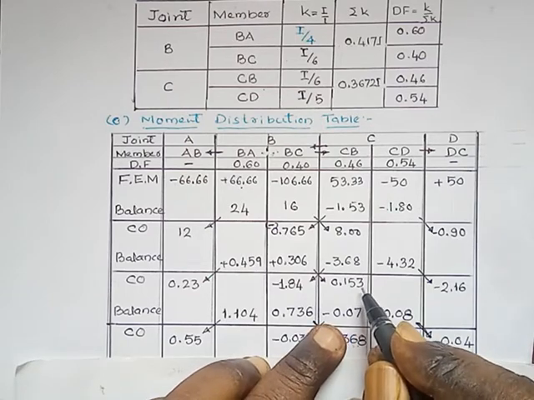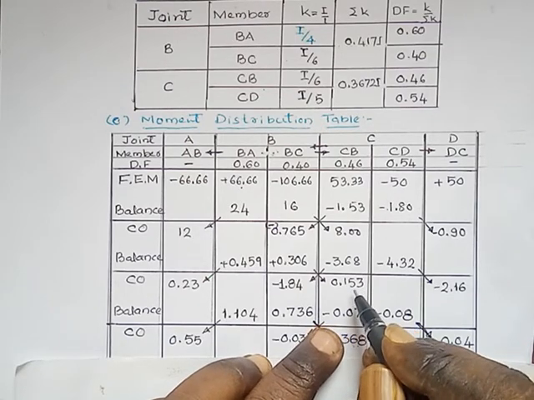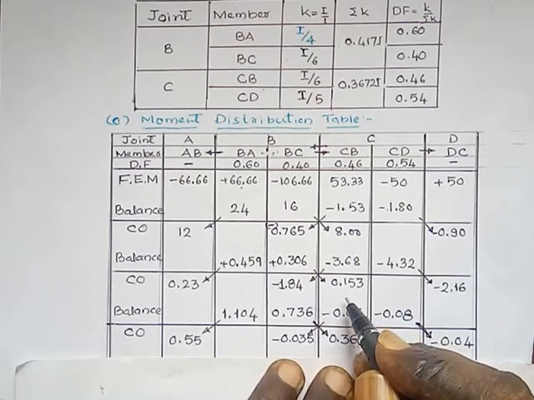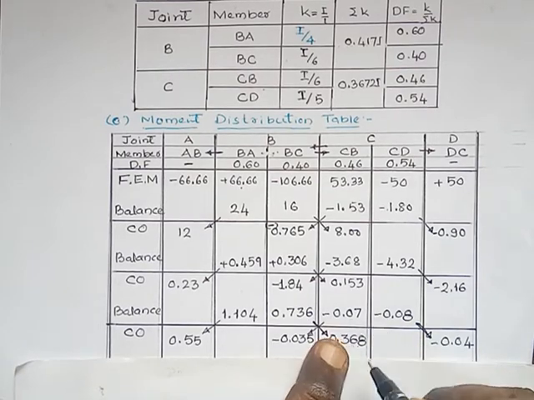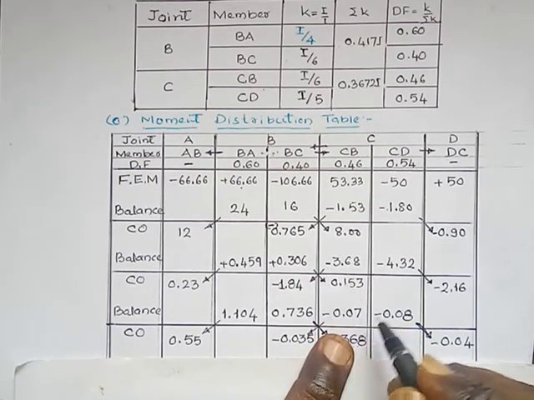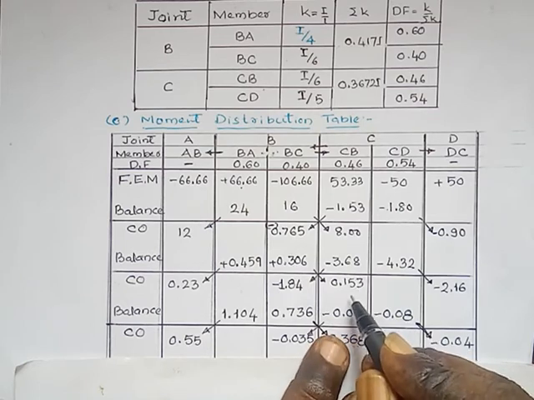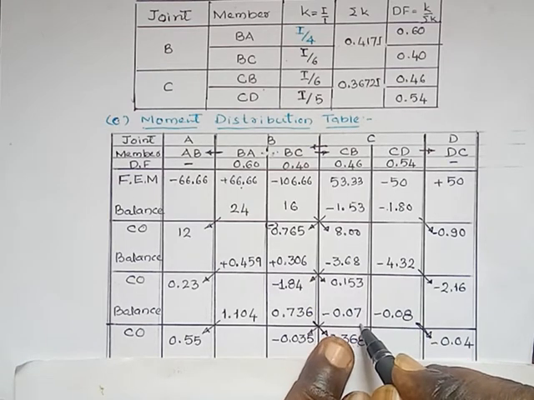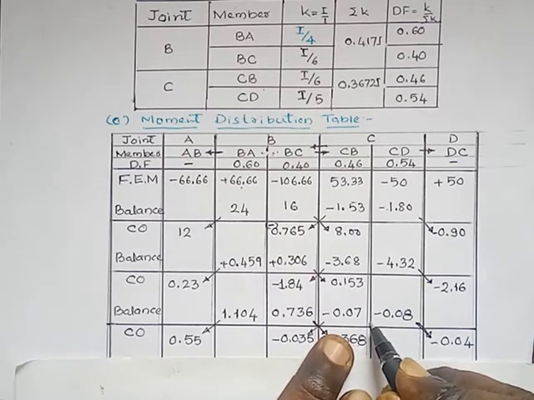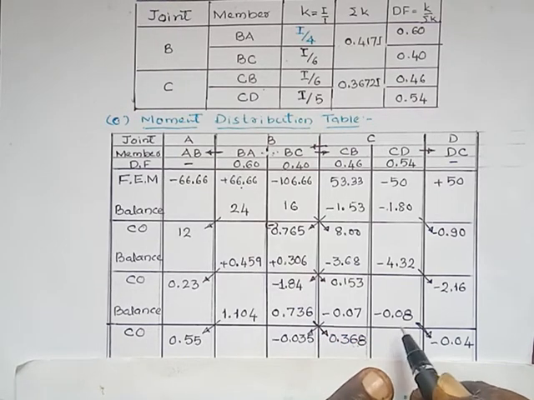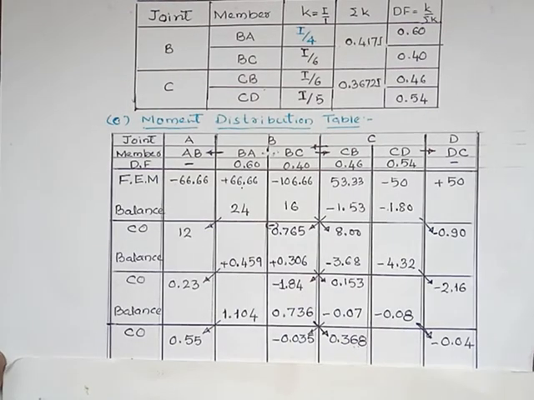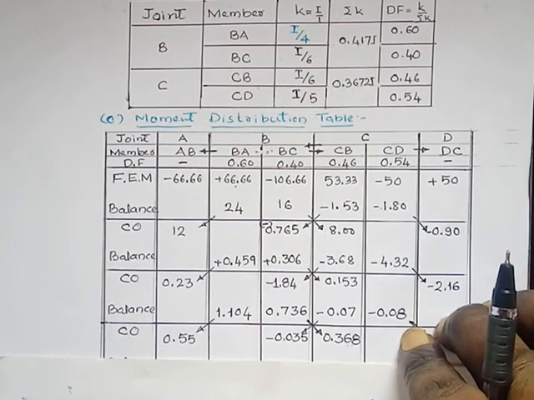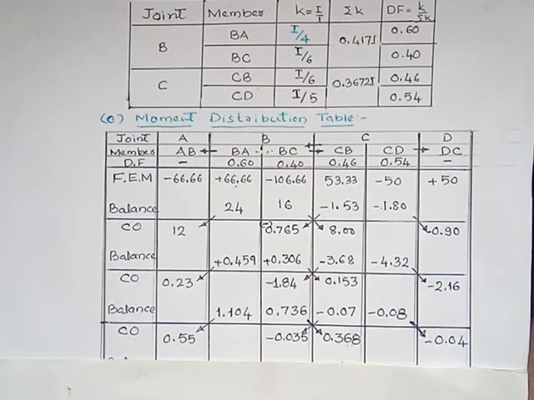Come to the next joint, that is 0.153, the unbalanced moment at joint C. To balance it, add minus 0.153 in the ratios 0.46 and 0.54 among the two members CB and CD. That is minus 0.153 into 0.46, you will get minus 0.07. Similarly for this, minus 0.08. Now again we have to carry over this moment from B to A, B to C, and C to B and C to D.